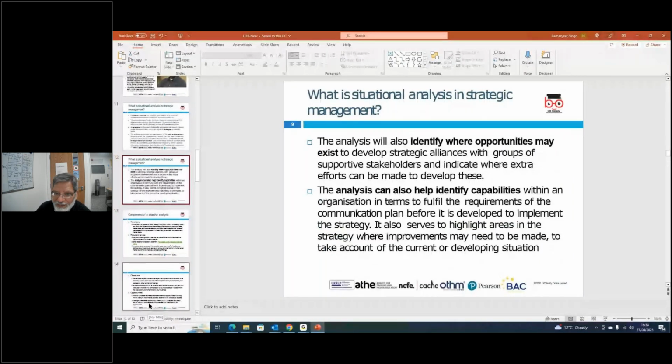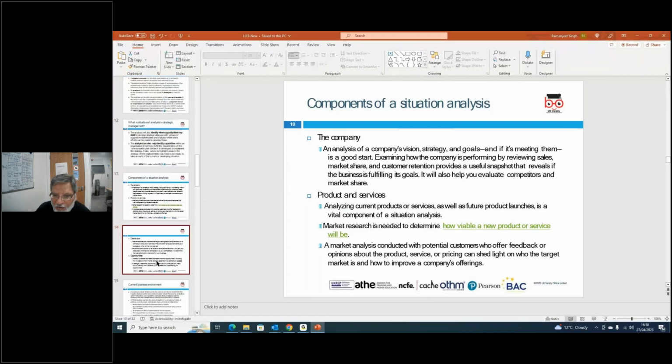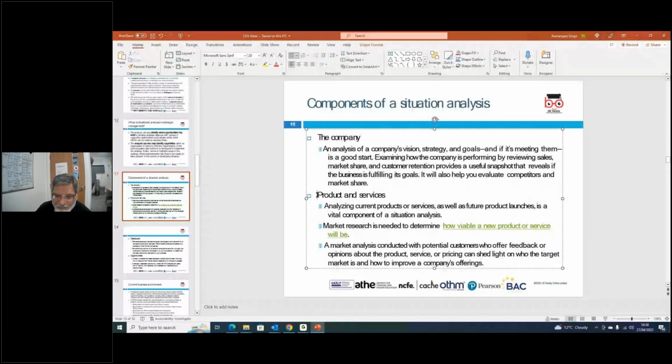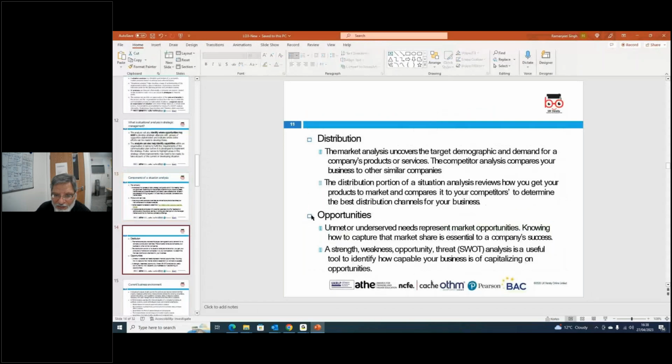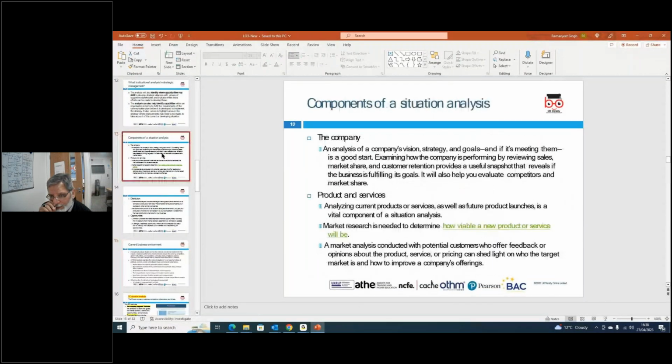The components of situation analysis: there are 4 components. Number 1 is the company itself. Number 2 is the products and services. Number 3 is the distribution. And number 4 is the opportunities, right? So you need to look at the situation analysis according to these 4 aspects.